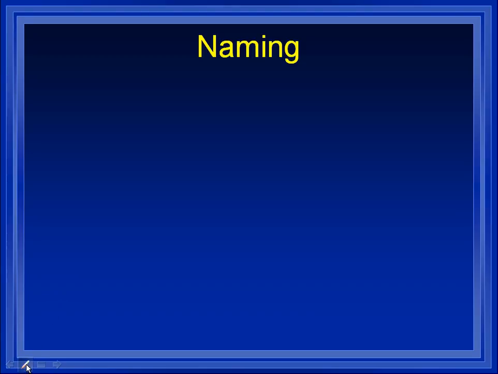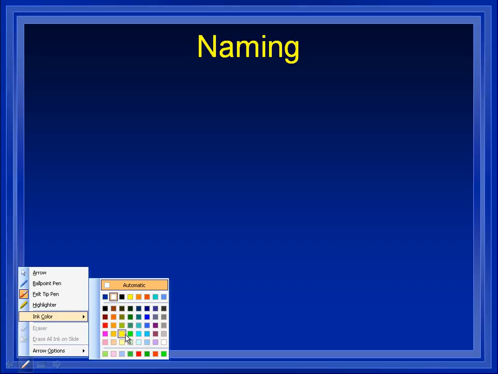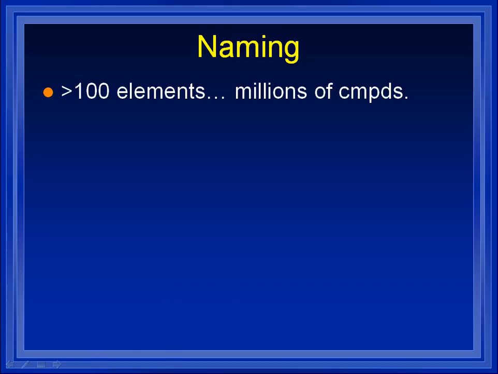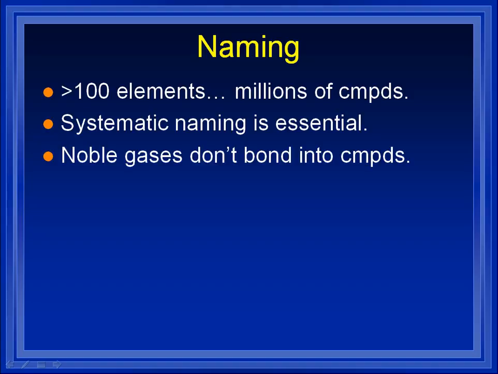So with naming, the first 3 notes on this you don't really need to write down, just a quick thing. With naming, you've got to remember there are about 100 elements plus, so you can get millions of compounds. We need a system, and that's what you're going to be learning. Again, those 2 notes are not important to write down.